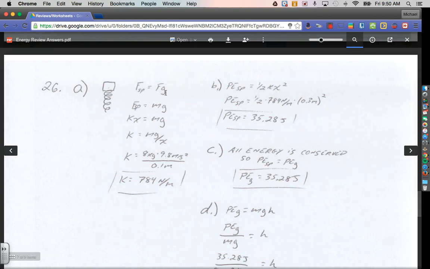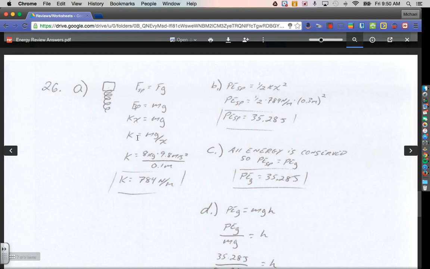This is not an energy part of the problem. We just need to find the spring constant. We know that an 8-kilogram stone is set on the spring, so the force of gravity is pushing down. The spring is pushing up, so the force of the spring equals the force of gravity because it's not accelerating when it's just sitting there on the spring very nicely. The force exerted on a spring is equal to kx, the spring constant times how much the spring was squished. Force of gravity is mass times 9.8.